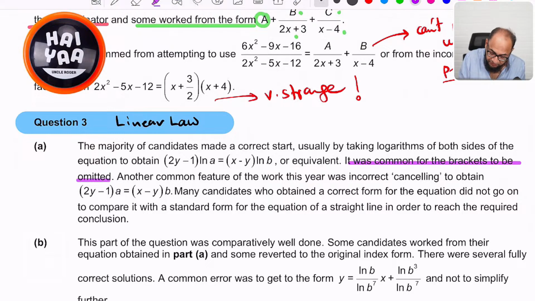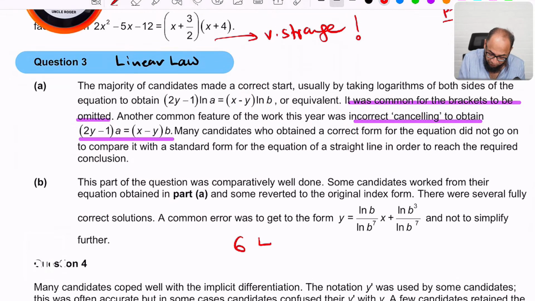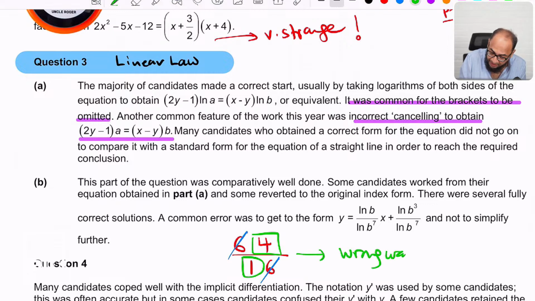Another common feature of the work this year was incorrect cancelling to obtain this. Some people just cancelled off the ln, which is very strange. That is just like saying, on a lighter note, 64 over 16. We know the answer is 4. Now if someone says, I like 6 very much, let me cancel these two, and then 4 over 1 is the answer. That is a wrong way, but it gives a correct answer. So the method has to be correct. Over here, you just cannot cancel ln.